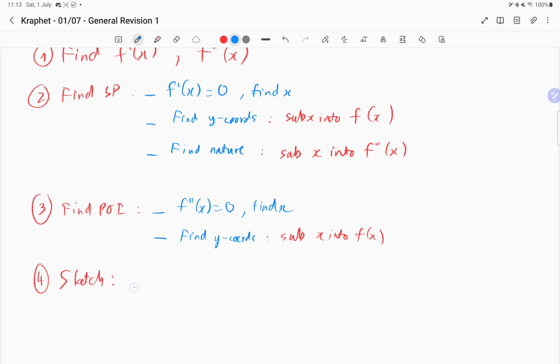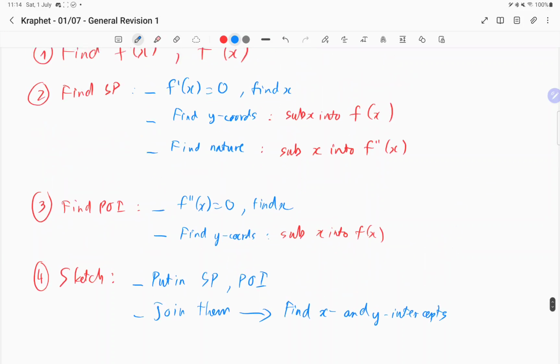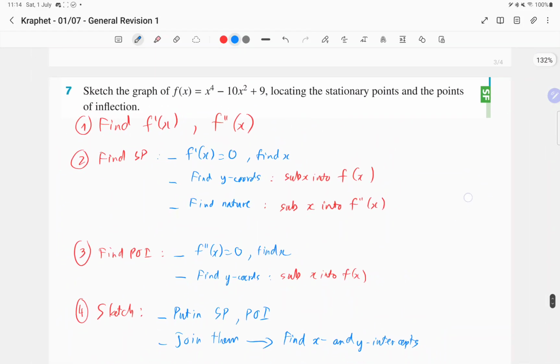Okay, so to sketch, first you put in the points, the stationary points and points of inflection, and then you join them. That's it. When you're joining them, note that you should find the x and y intercepts if possible. Okay, so these are all the steps to sketch a polynomial.